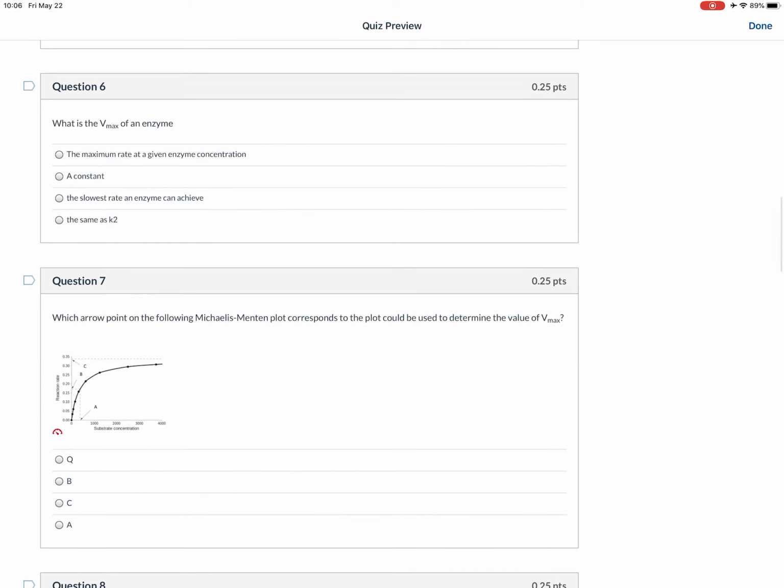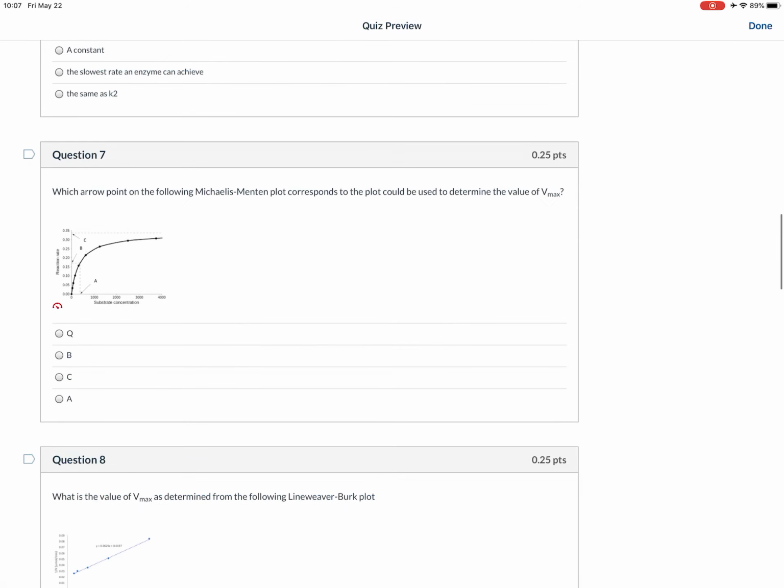What is the Vmax of an enzyme? Well, the Vmax is the maximum velocity or rate that an enzyme can achieve. And so that's why it's not the slowest rate. It's not the same as K2. K2 is an equilibrium constant. Vmax is a speed. It's not a constant. It's different for different enzymes. Vmax is something that an enzyme can reach, but it is not always there. So it is the maximum rate.